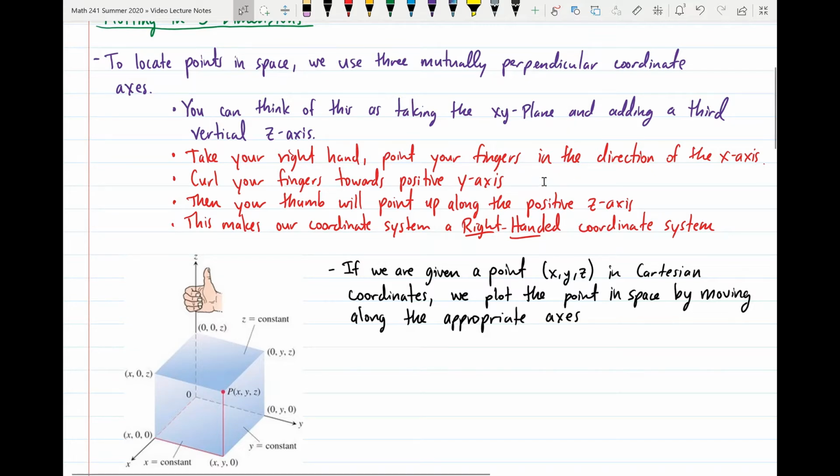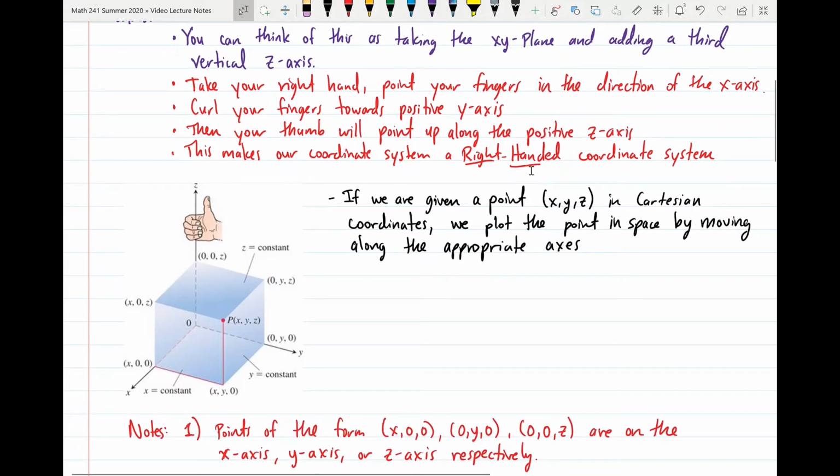So now an interesting fact about the coordinate frame we use for space. If you take your right hand, and I actually do encourage you to do this at home, point your fingers in the direction of the x-axis in that picture there. Now I want you to curl your fingers towards the positive y-axis, and if you do that, you're going to find that your thumb is pointing up along the positive z-axis.